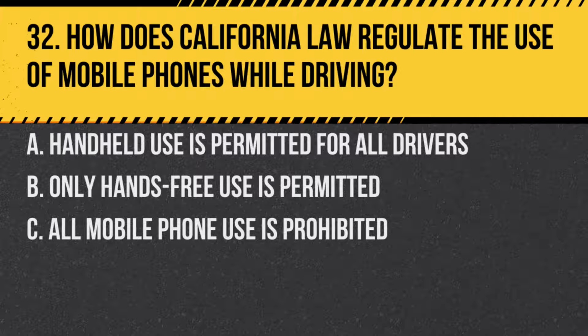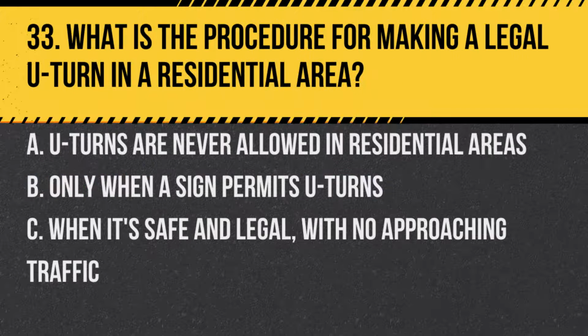Question 32. How does California law regulate the use of mobile phones while driving? A. Handheld use is permitted for all drivers. B. Only hands-free use is permitted. C. All mobile phone use is prohibited. Answer: B. Only hands-free use is permitted. In California, drivers are only allowed to use mobile phones in a hands-free manner, such as using voice commands or a Bluetooth device.